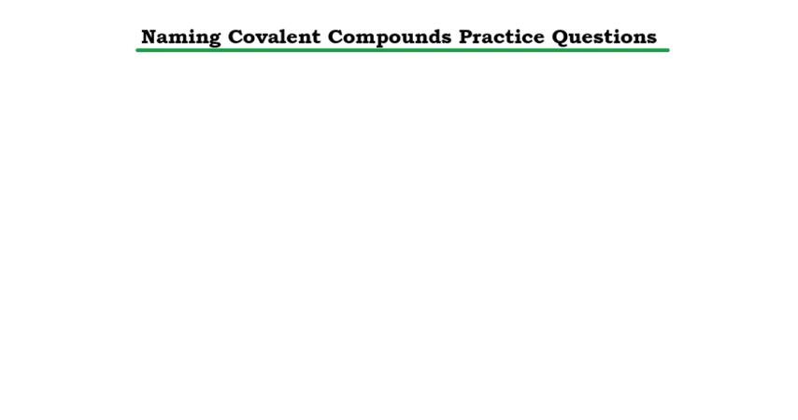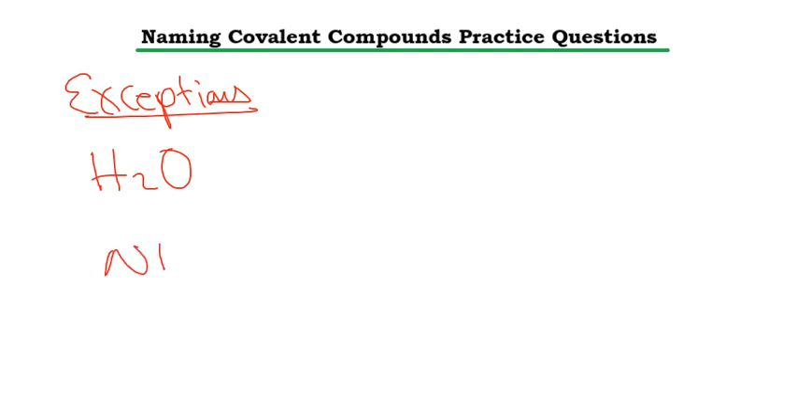Okay, let's look at some exceptions. H2O and NH3. I'll just mention two exceptions. There are many out there, but we'll just discuss these two. For H2O, we just use its common name, water. For NH3, we use its common name, which is ammonia.